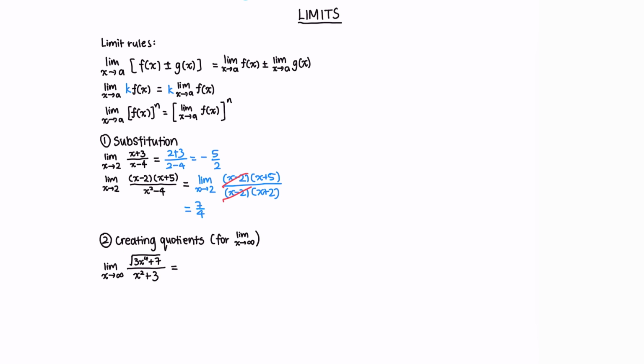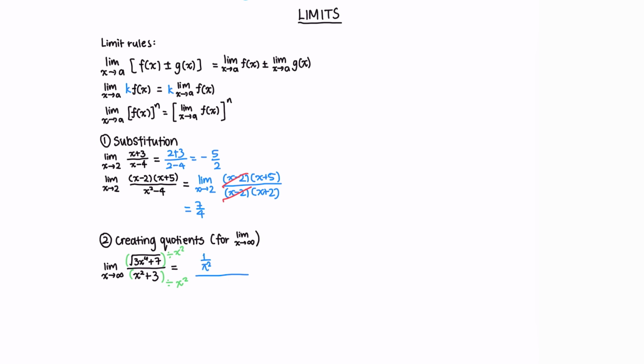So how do we do this then? What it means by creating quotients is getting stuff in the form of 1 over x. Because as x approaches infinity, we know that this is just 0. Because as x grows larger and larger, 1 over x will get smaller and smaller until 0. So what I want to do is divide by x squared on the top and bottom.